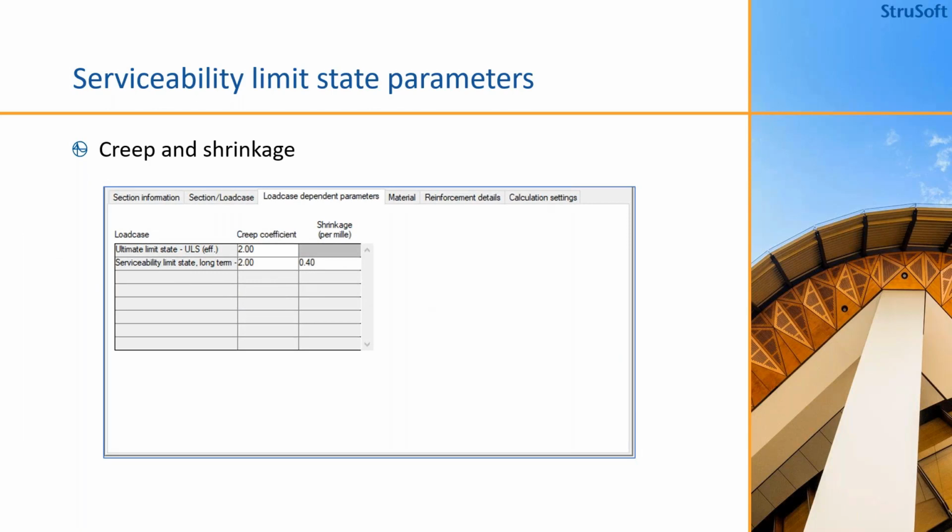When we take a look at the serviceability limit state parameters, like creep and shrinkage, for the ultimate limit state we are using the effective creep coefficient, while in the serviceability we have the normal final creep coefficient and the shrinkage of the cross-section.